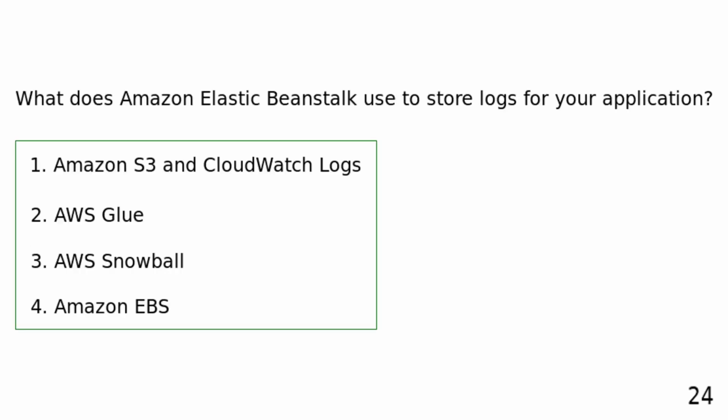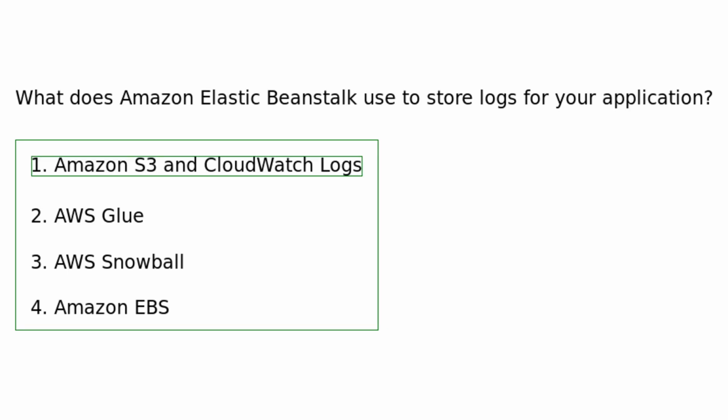What does Amazon Elastic Beanstalk use to store logs for your application? Amazon S3 and CloudWatch logs. AWS Glue. AWS Snowball. Amazon EBS. Logs are stored in Amazon S3 and CloudWatch logs for easy access and analysis.